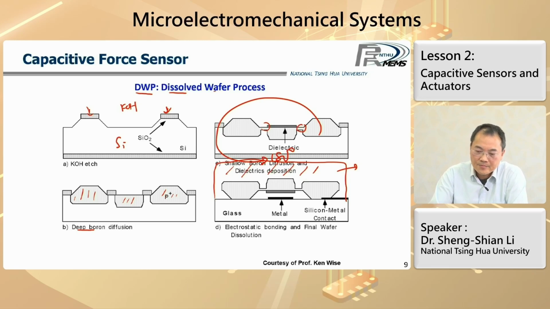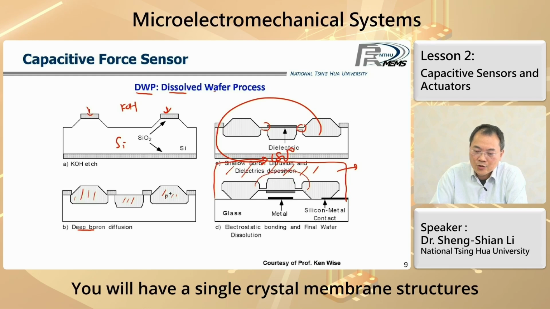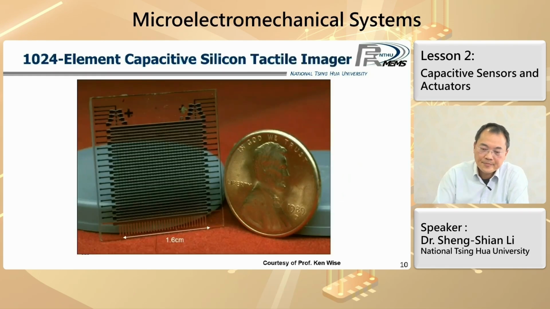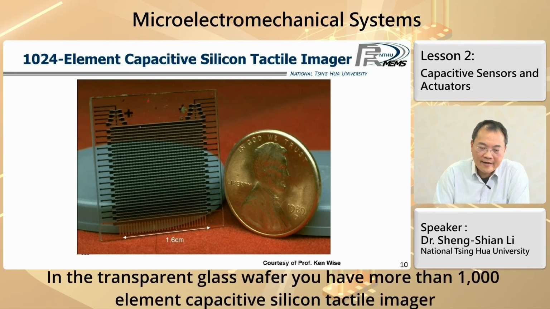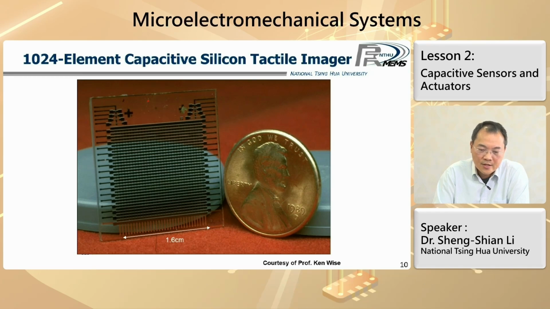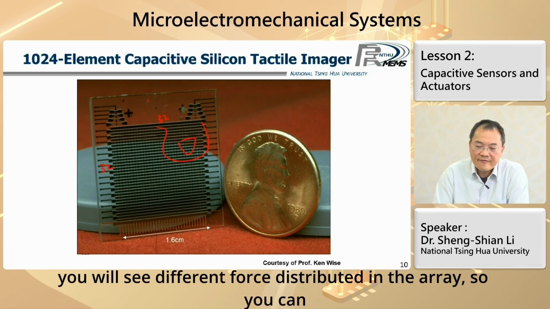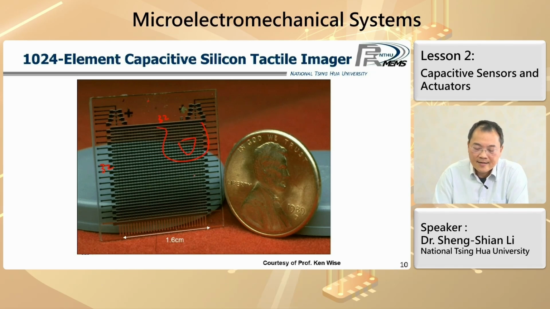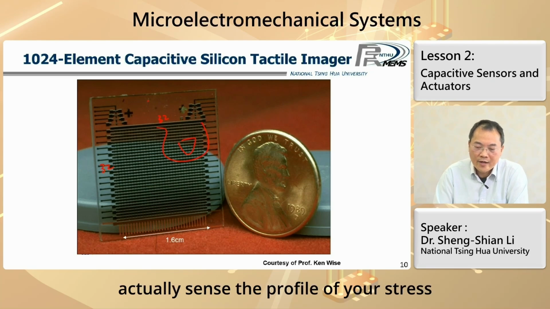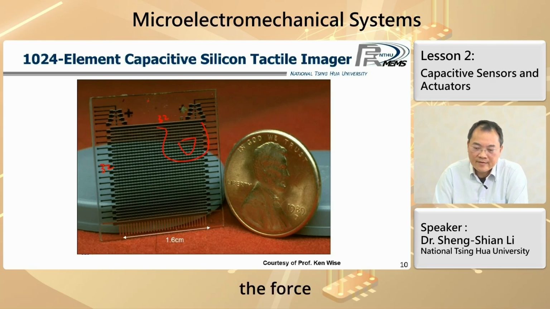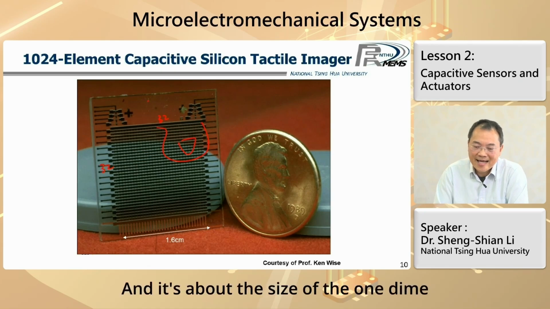Using this technology, you will have single crystal membrane structures supported by the anchors. And you can see that on a transparent glass wafer, you have a more than 1,000 element capacitive silicon tactile sensor imager. So it's 32 by 32 pixels. When you press it, you will see different forces distributed in the array. So you can actually sense the profile of your stress in terms of the force. And it's about the size of one dime.